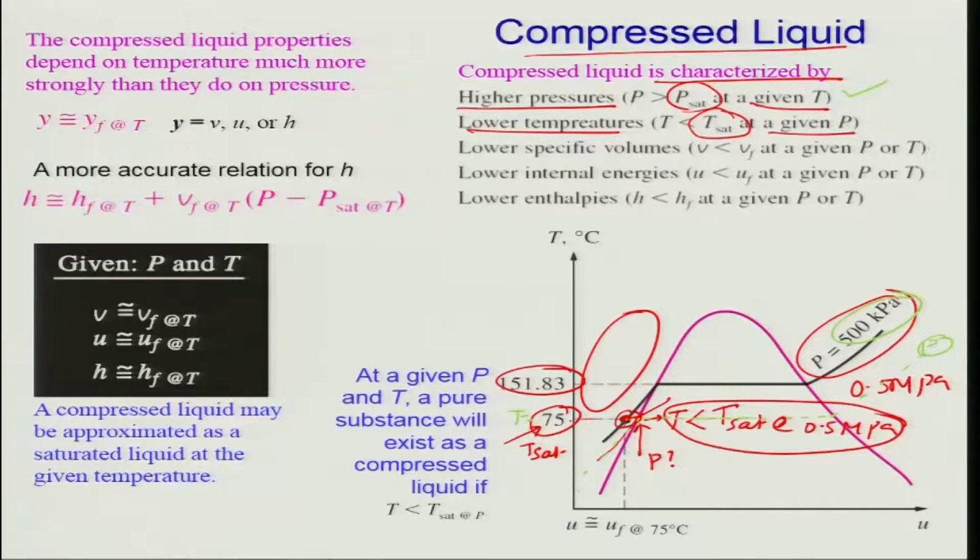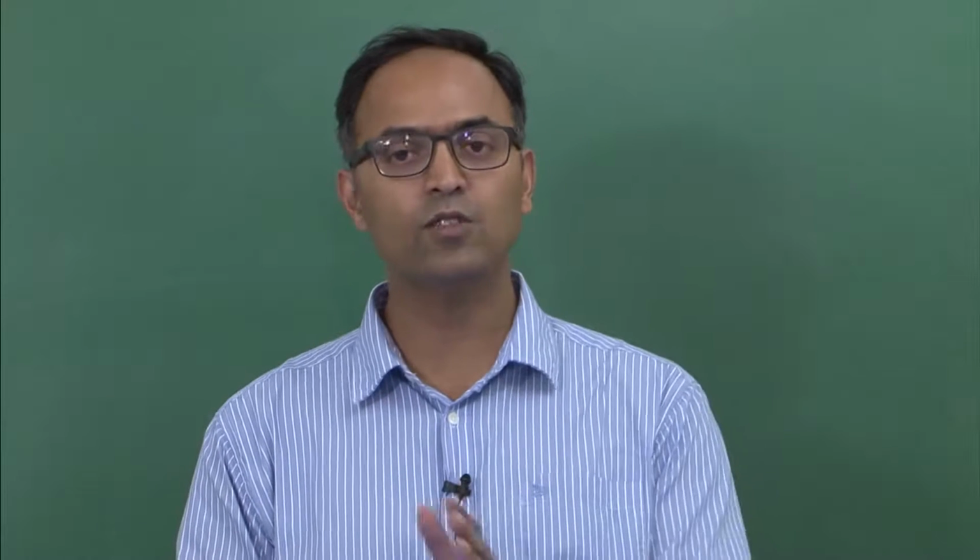Okay. The other important thing which is much easier to understand is that all other properties, whether it's specific volume, specific energy or enthalpy, are going to be less than the saturated liquid properties, because the compressed liquid is on the left side of the saturated liquid line. So all other properties are going to be less than the liquid properties.